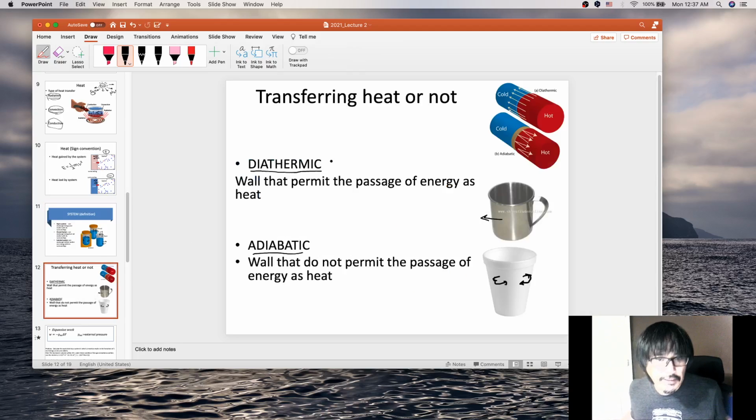Oh, another definition that you probably need to remember. Diathermic allows the heat transfer. Adiabatic, the heat is not going to transfer in and out. So anytime you do a calorimetry experiment, you use a styrofoam cup, right? Because the styrofoam cup does not transfer the heat from the inside to the outside, so those are adiabatic.